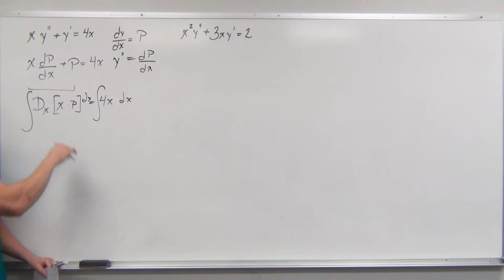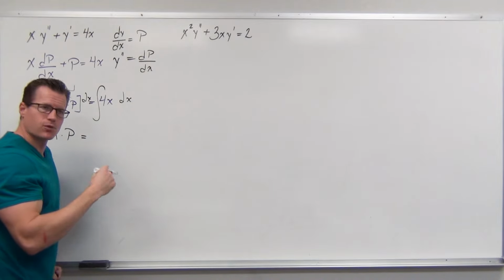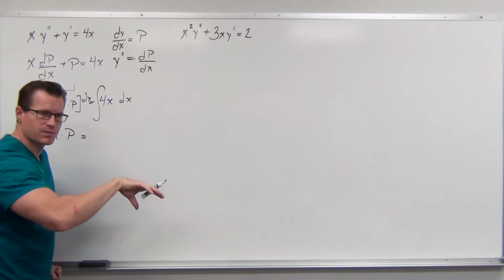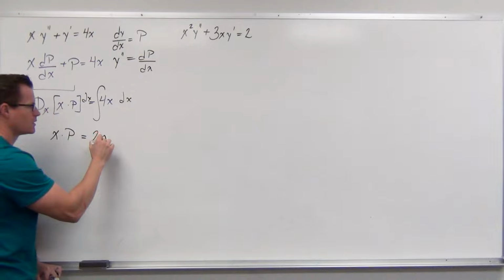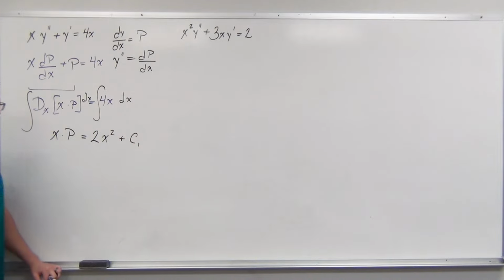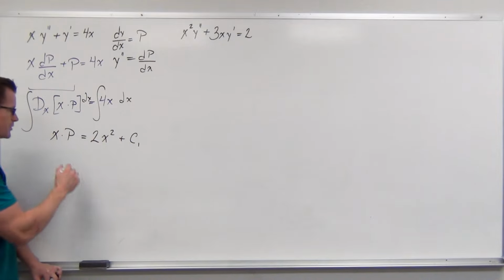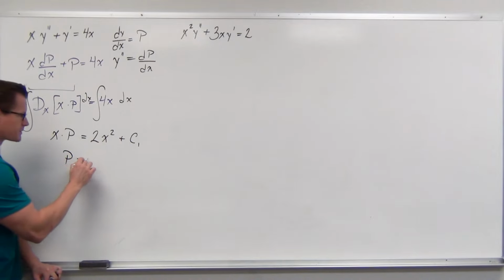Love it when it works out like that. Integrals, derivatives, awesome. We get x times p. Right-hand side, we would get, well, let's see, 4x, add 1 to the exponent, divide by the new exponent. That would be 2x squared plus c sub 1. That's our first arbitrary constant. Now, I've also mentioned, well, you probably should get p by itself if you can. So let's divide by x.